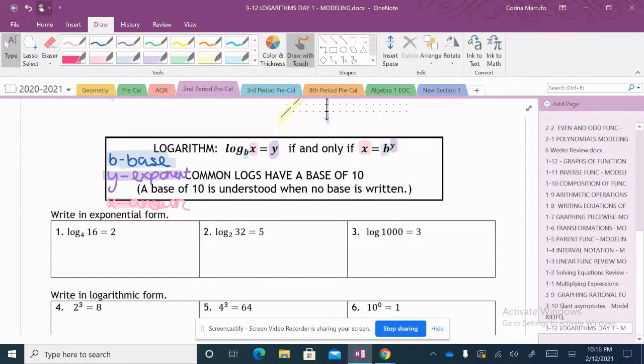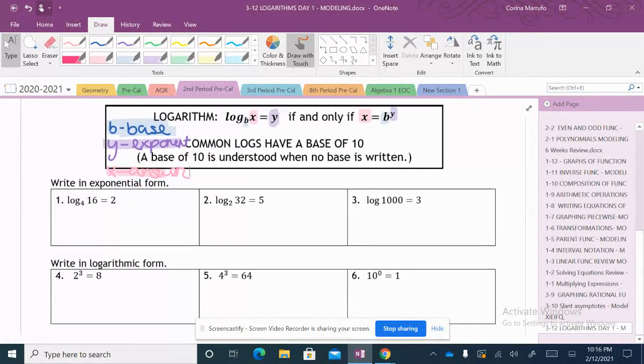So for example, here it says write in exponential form. So we're going from log form to exponential form. This part right here is my answer. So my answer is 16 equals, and then we write our base. The base is 4, so I'm going to write 4. And then whatever it's equal to, that's considered my exponent. So it's going to be 4 squared, which we do know 4 to the second power does give us 16. But all we're doing is writing an exponential form.